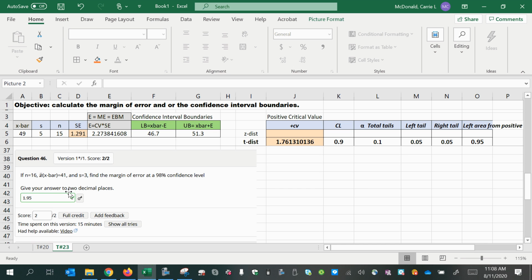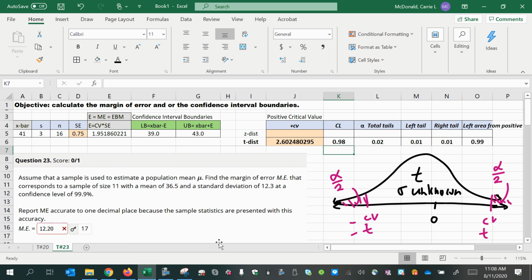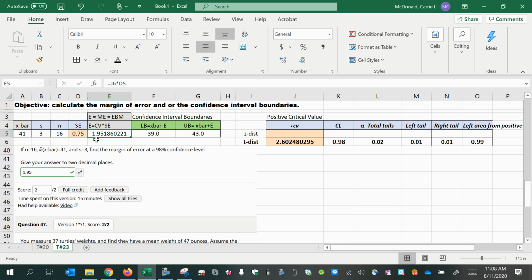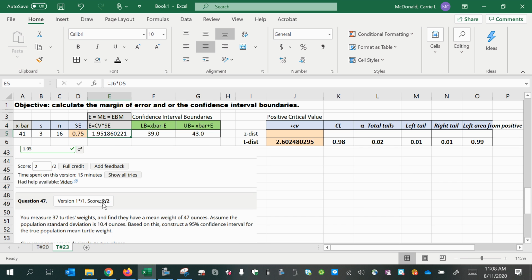All right, then question 46, we have a sample size of 16 and x bar of 41, sample standard deviation of 3, and calculate the margin of error at 0.98. Okay, so once again, everything recalculated, and when I round this to 2 decimal places, I get a margin of error of 1.95.